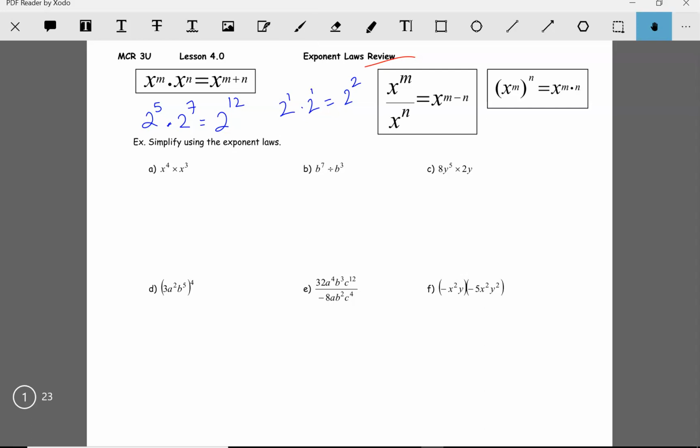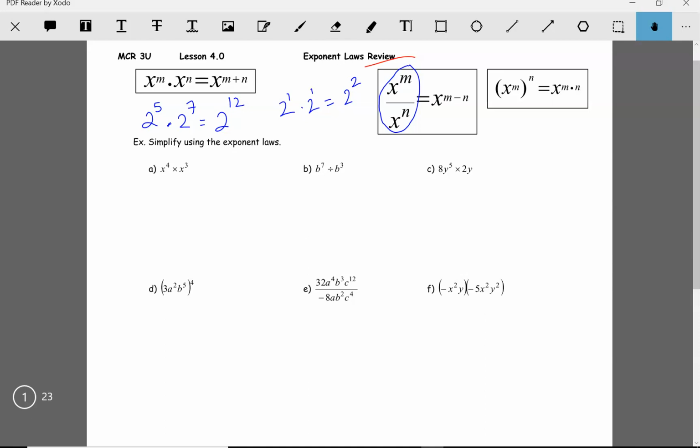And this works the same way with variables as well. When you multiply two similar bases, you have to add their exponents. And this is a very good extension to that: when you divide two bases, you have to subtract the exponents.